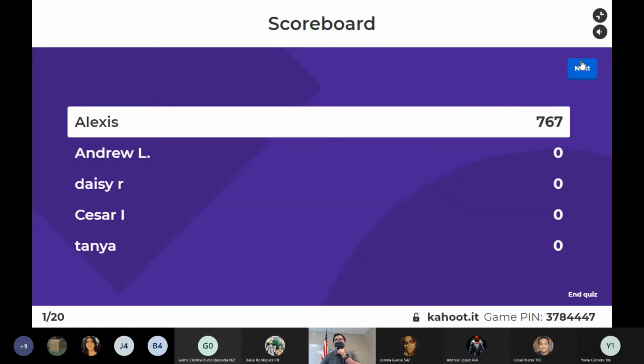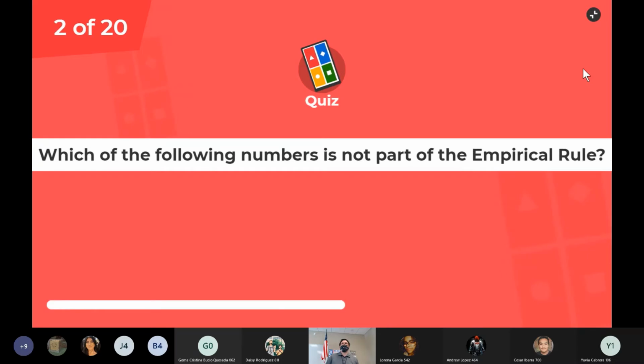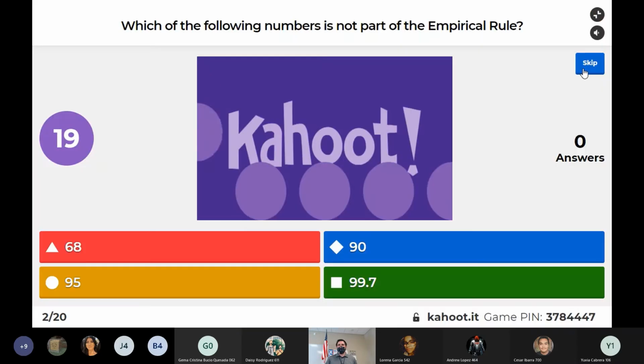All right, we get the one correct answer. Good job, Alexis. All right, next question. Which of the following numbers is not part of the empirical rule? The empirical rule is a fancy name for something that goes along with our standard normal curve, having to do with the proportion of the results or data that are within certain numbers of standard deviations.